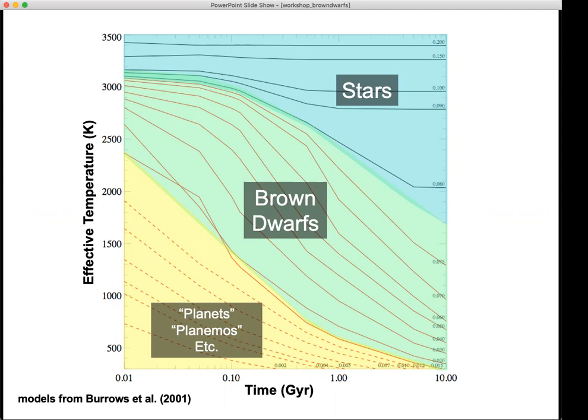Those are brown dwarfs. And the difference here is somewhere around 0.075, depending on the model, which number it is. But again, about 7% of the mass of the sun is where you transition from these things.